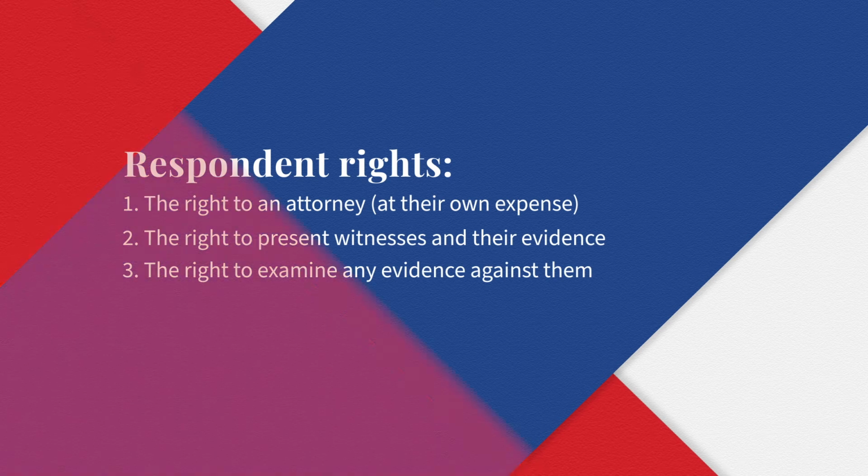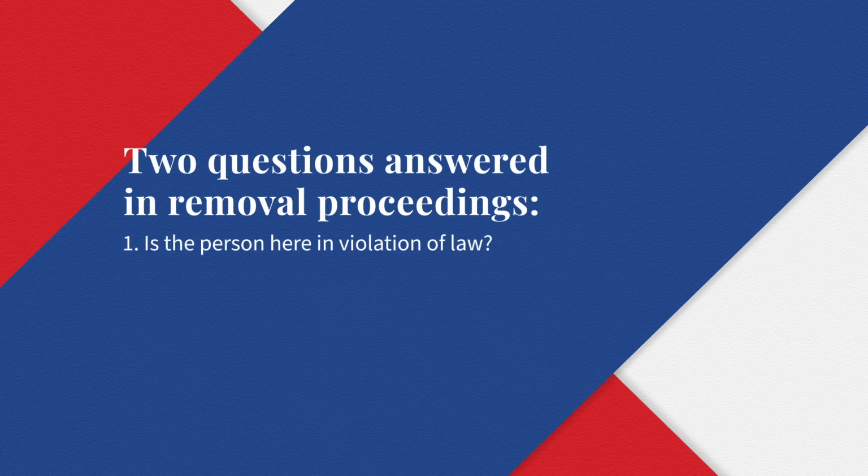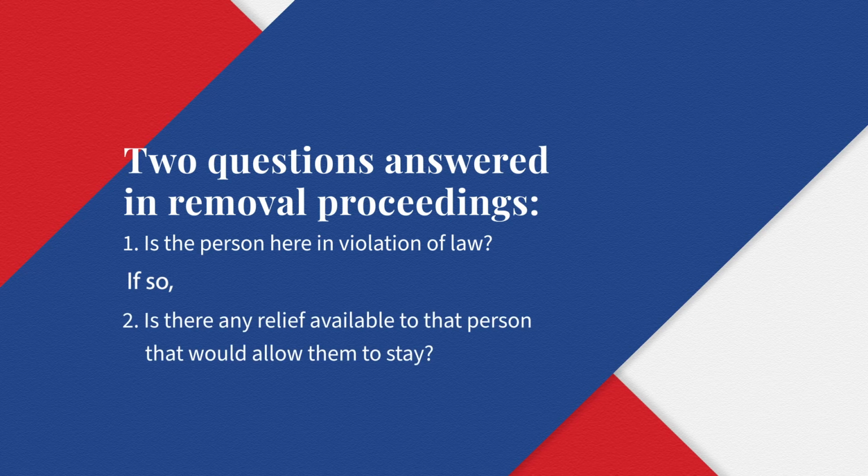There are two main questions that are answered in removal proceedings. Number one, whether the person is removable from the United States. And number two, if they are, is there any relief that they're eligible for that would allow them to stay in the United States? For example, maybe the person is eligible for a waiver or for asylum, or perhaps even for their green card. There's one kind of green card that you can apply for only in removal proceedings.